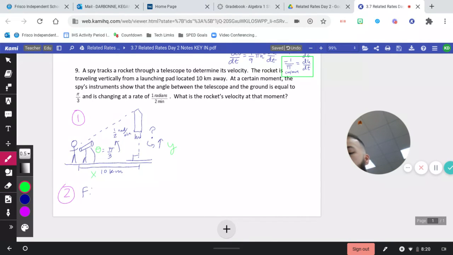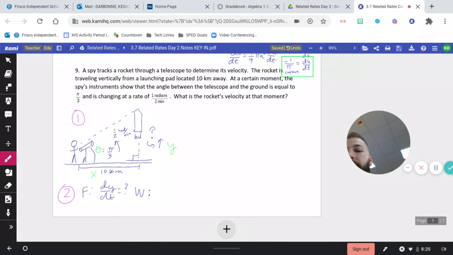Okay, so I want to find the rate of change of y, so dy/dt. When am I trying to find it? At a certain moment, the spy's instruments show that the angle between the telescope and the ground is equal to pi over 3. So I'm going to go with that's my when. Theta equals pi over 3.